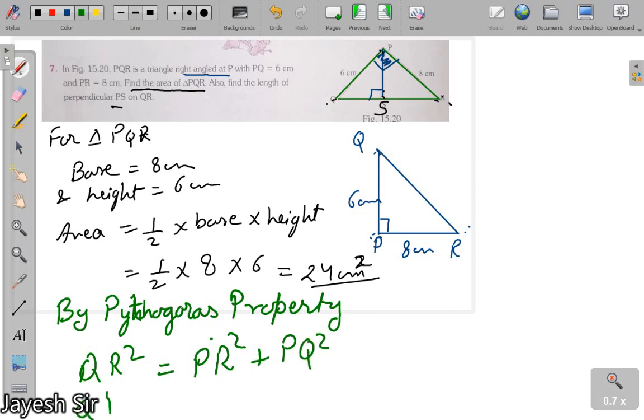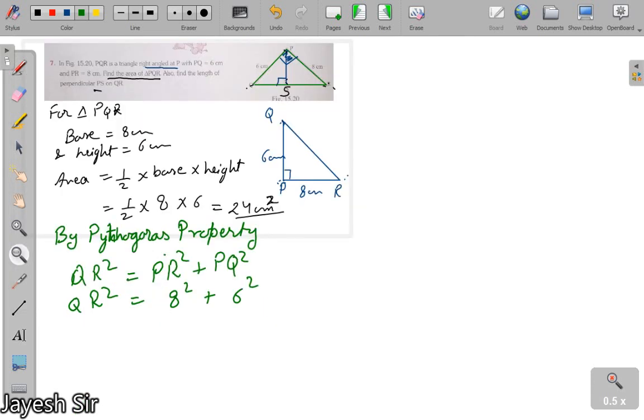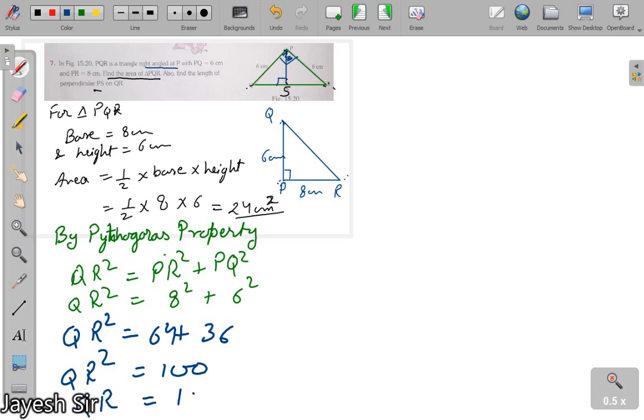Now QR square will be equal to PR is 8 square and PQ square is 6 square. Square of 8 is, as you know, 64 and square of 6 is 36. You add both of those, you will get 100. If QR square is 100, then taking square root on both sides, you will get QR is 10 centimeter. We have done this type of thing in previous chapter.